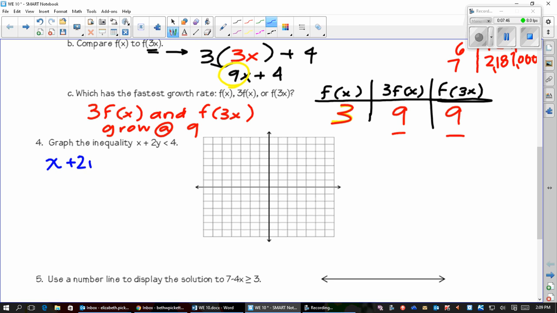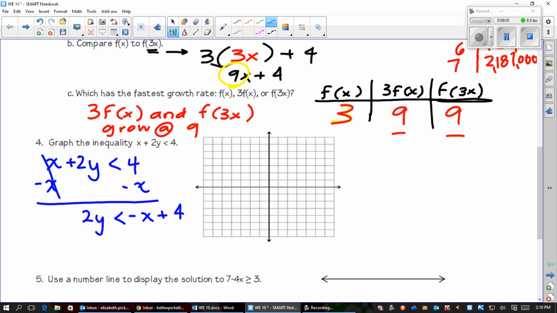So if x plus 2y is less than 4, we want to get y by itself, just like we did in the very first example up there. The only difference is that was an equation and this one's an inequality. We have 2y is less than negative x plus 4. Okay, divide every term by 2. Okay, we have to remember this is understood to have a coefficient of 1 in front of that x. So y is less than negative 1/2 x plus 2.